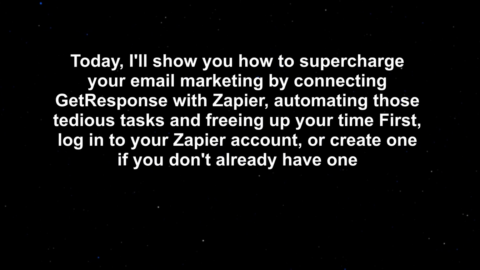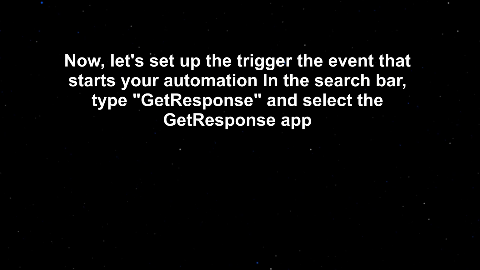If you don't already have one, click on the Create Zap button. This is where the magic begins. Now, let's set up the event that starts your automation. In the search bar, type Getresponse and select the Getresponse app.